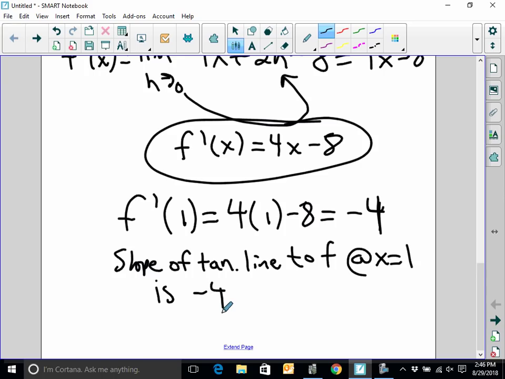If I wanted the slope of the tangent line to f at 3, I would have plugged in 3 for x. And I would have gotten 12 minus 8, which is positive 4. If I wanted the slope of the tangent line at x equals 10, I'd plug in 10 for x, and I'd get 40 minus 8, which is 32. So I can find slopes of tangent lines anywhere once I get this function f prime of x, the derivative of f of x. Let's take a look back at our graph and see if this makes sense.